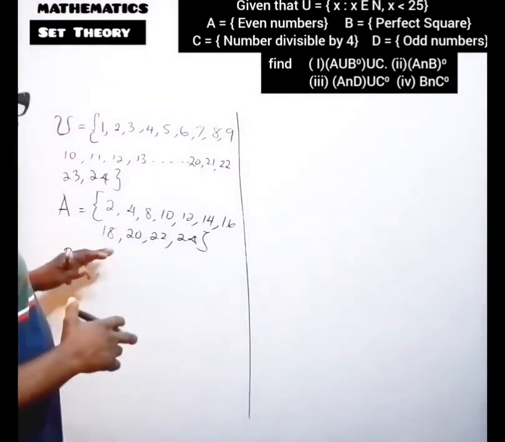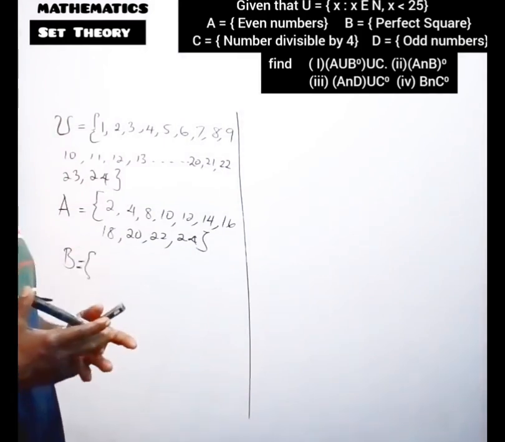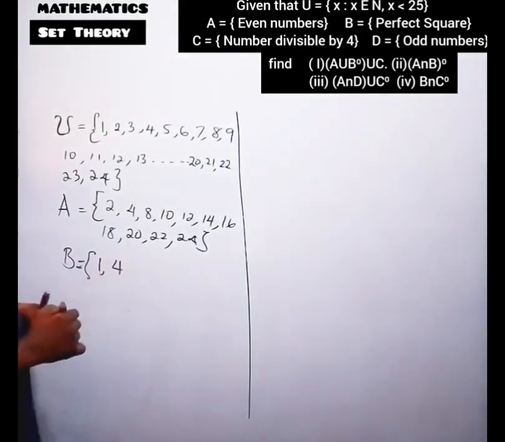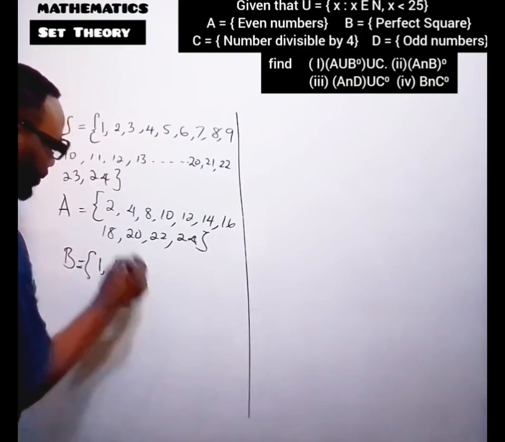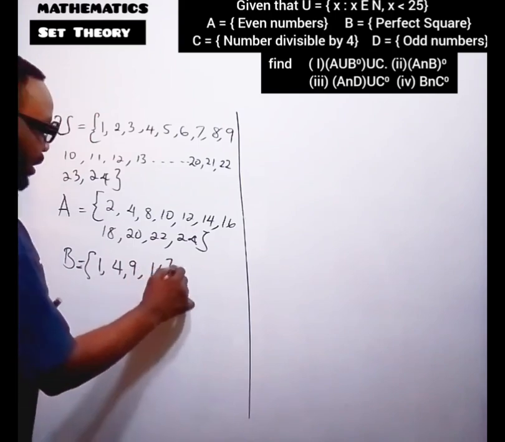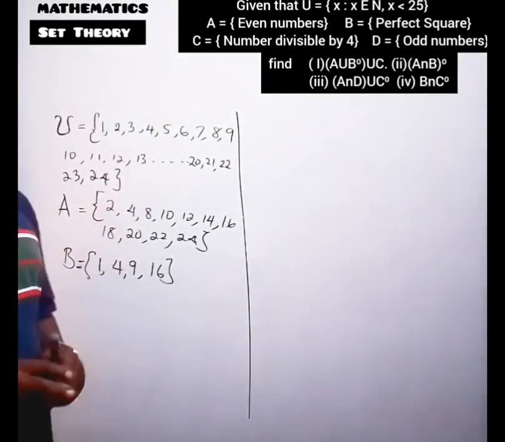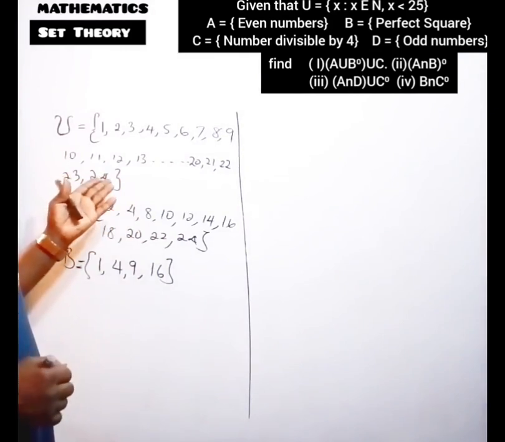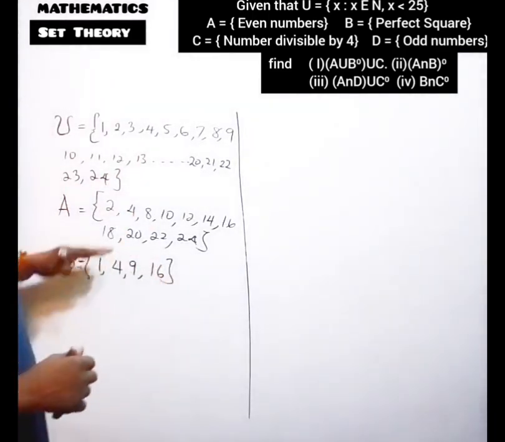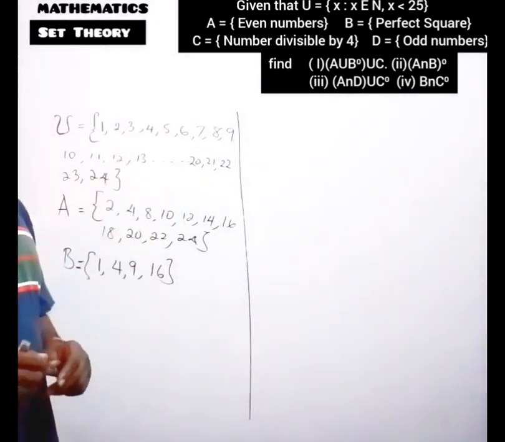So when you multiply 1 by 1, that's the perfect square 1. 2 by 2, the perfect square is 4. 3 by 3, the perfect square is 9. 4 times 4, 16. 5 times 5 is 25. I think we are not going to include 25 as part of our perfect squares, because 25 is not among the values of the universal set. And don't forget that I have told you that all other sets except the universal set will be subsets of the universal set.